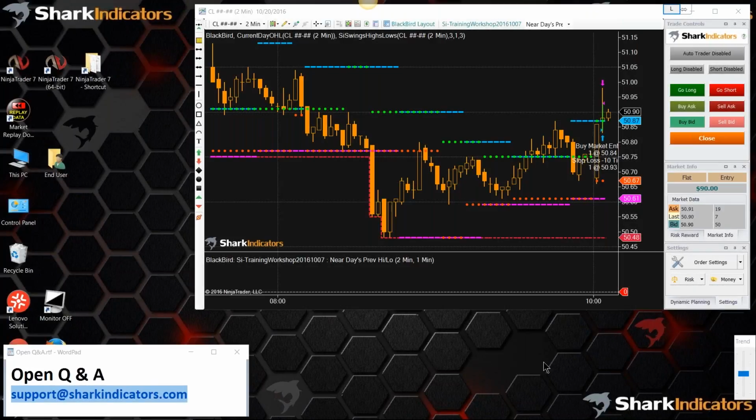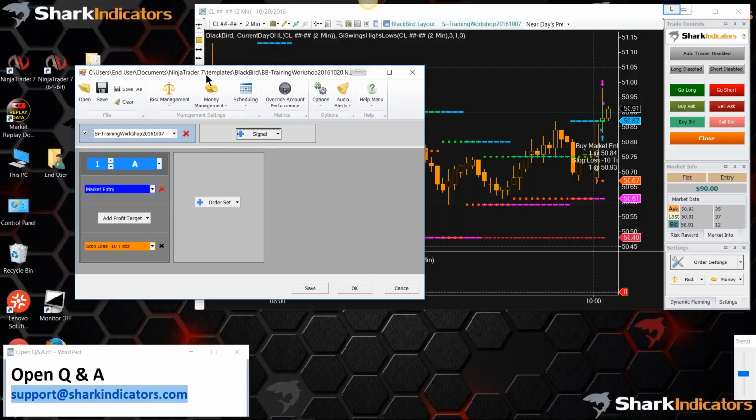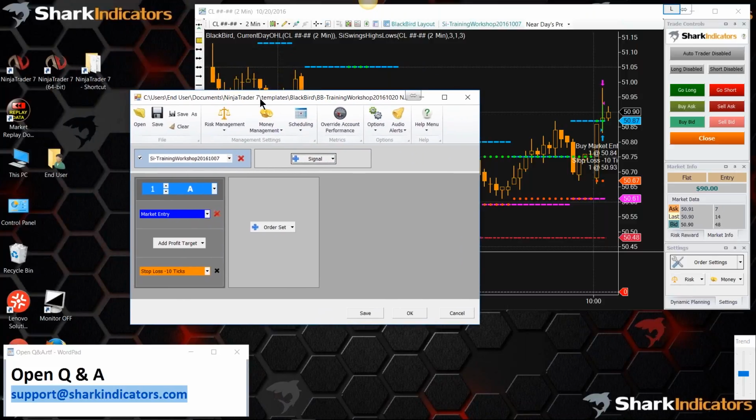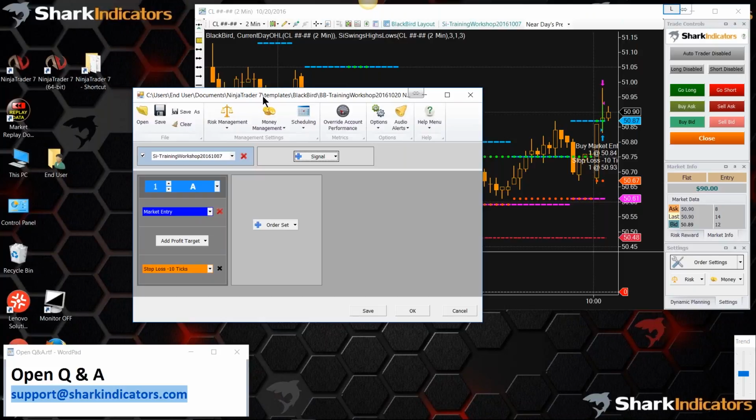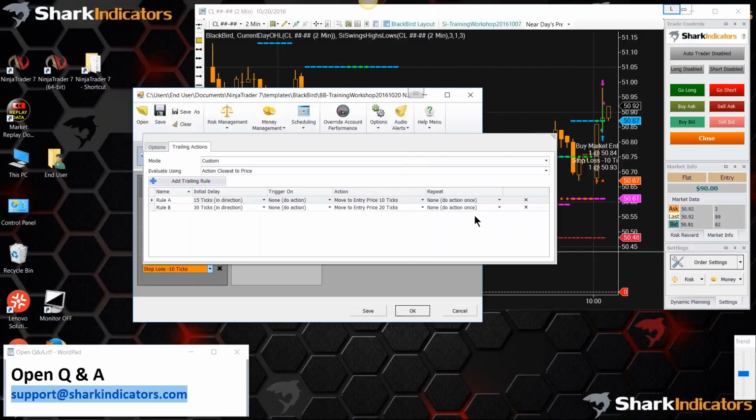Let's go into the trailing actions here, because the trailing actions is really what gives BlackBird a lot of power here, right? That's what gives NinjaTrader's ATM a lot of power. That's why people like their ATMs, because you can set up various trailing rules, and so having that same capability is what gives BlackBird a lot of power as well. So let's go over these components here.